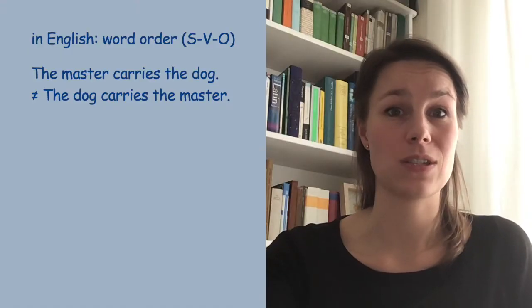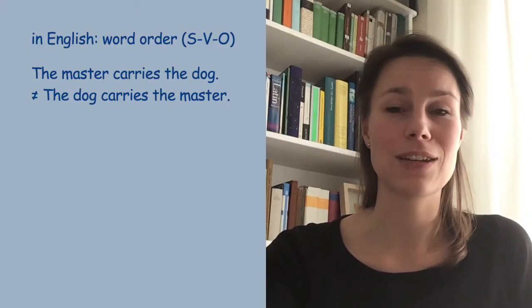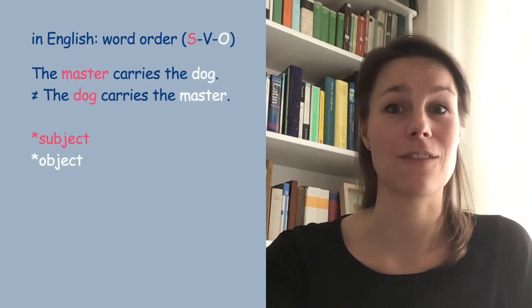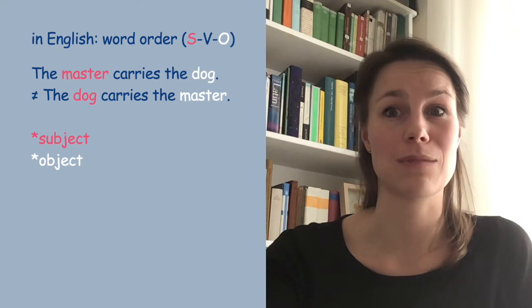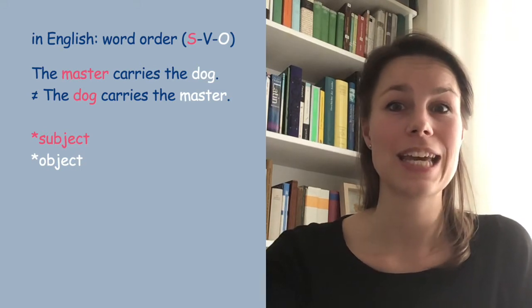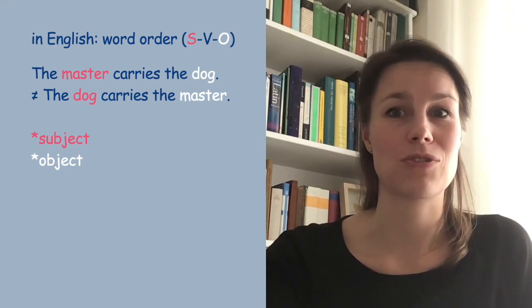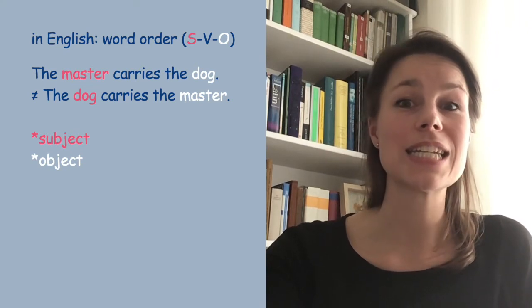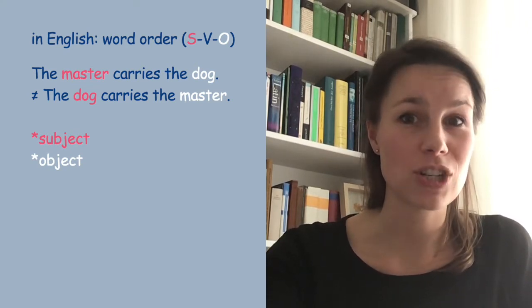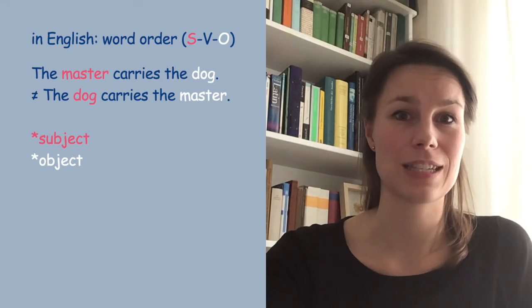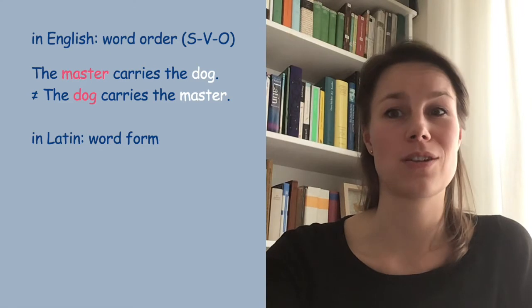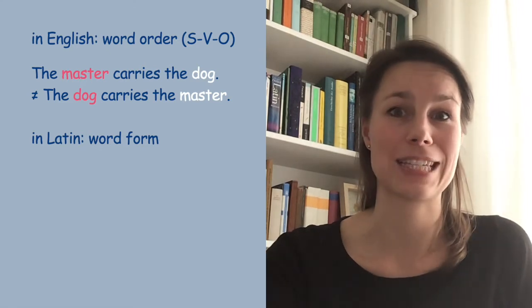So in English, the sentence, "the master carries the dog," means something entirely different from the sentence, "the dog carries the master." In the first sentence, the master is the subject and the dog the object, and in the second, the dog is the subject and the master the object. Their roles are reversed and determined only by their changed positions in the sentence. In Latin, by contrast, word form rather than word order determines the meanings of a sentence.